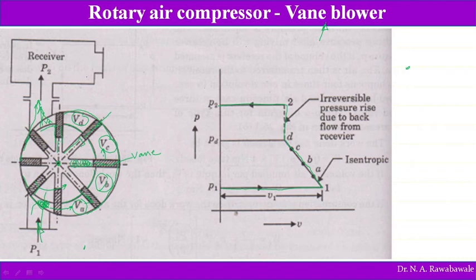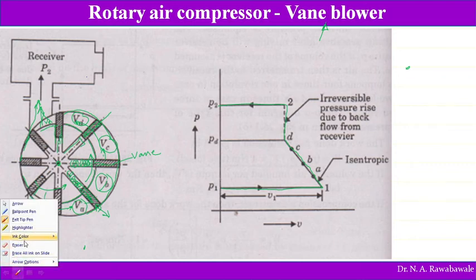The only thing one should know is that there is a spring behind this vane which operates movement of the vane in outward or inward direction. This spring forces the vane in the outward direction, and movement of the rotor in the clockwise direction makes the vane move inward because of the reducing clearance. So this clearance gradually reduces, and these vanes are forced into the slots provided over the rotor. So this is how this vane blower works.